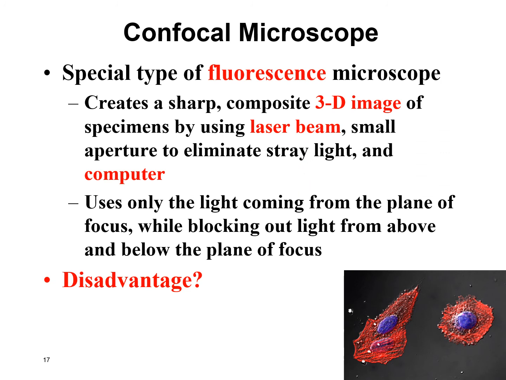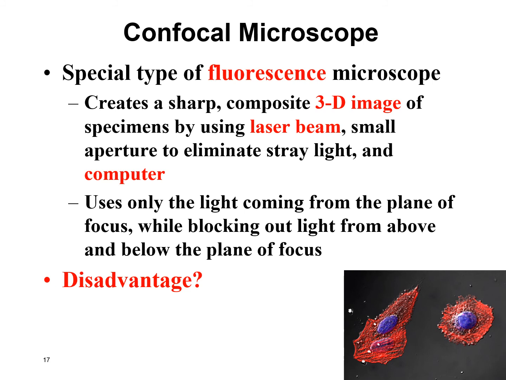Okay, and our last type of light microscope is a confocal microscope. And this is just a special type of fluorescence microscope. So we are going to be staining the cells with our fluorescent dyes. So we'll use our fluorochromes. But we're going to be using a laser beam and a computer to make our image. And we end up making a three-dimensional image, which is really cool.